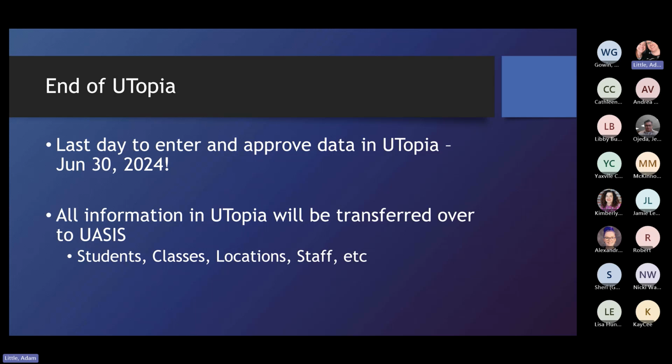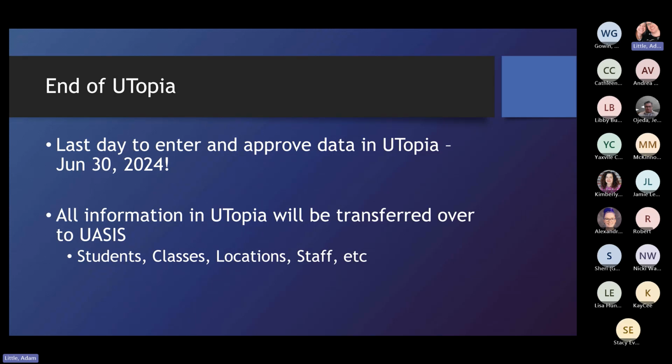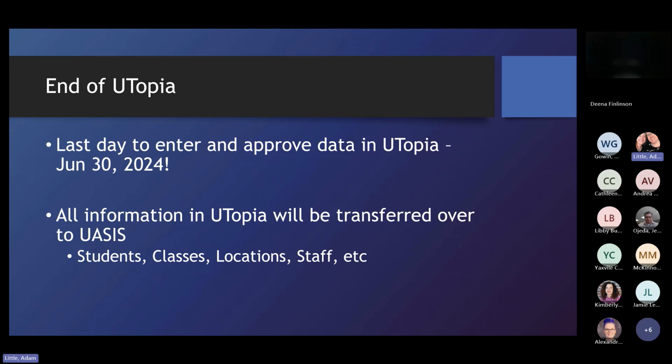As of June 30th, when July 1st happens, we will lock the system to where you cannot log into it at all. And then Benchmark is going to start sending me all of the files with all of the students' data and everything else inside of there. So again, June 30th is your last day to enter and approve any data inside of Utopia.